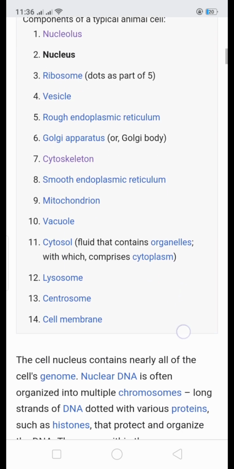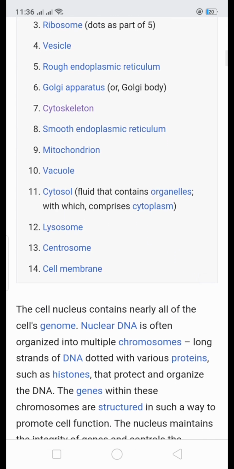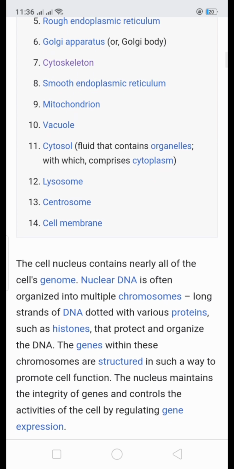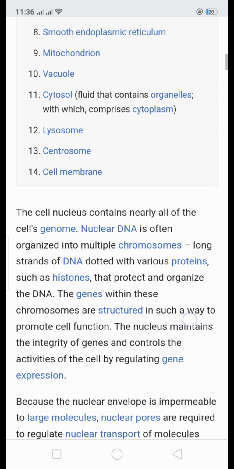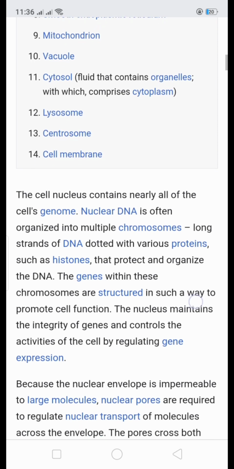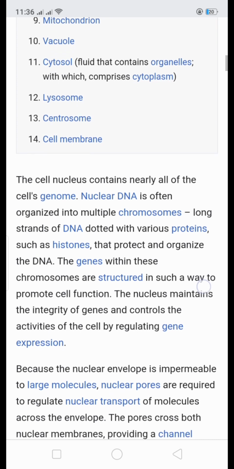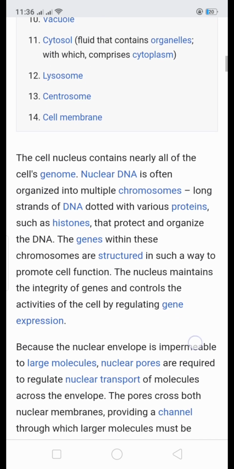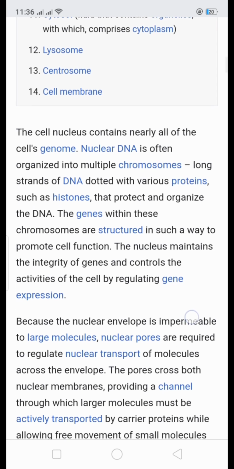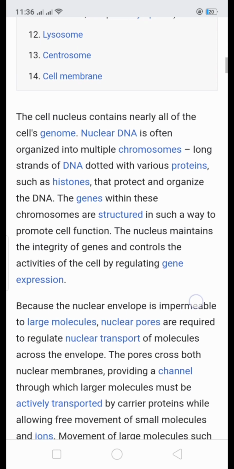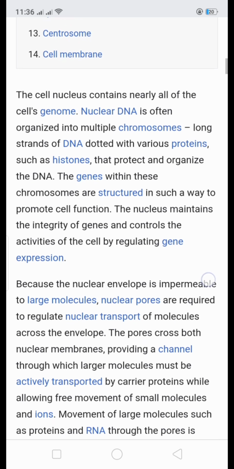cell membrane. The cell nucleus contains nearly all of its cell's genome. Nuclear DNA is often organized into multiple chromosomes, long strands of DNA dotted with various proteins, such as histones, that protect and organize that DNA. The genes within these chromosomes are structured in such a way as to promote cell function. The nucleus maintains the integrity of genes and controls the activities of the cell by regulating gene expression.